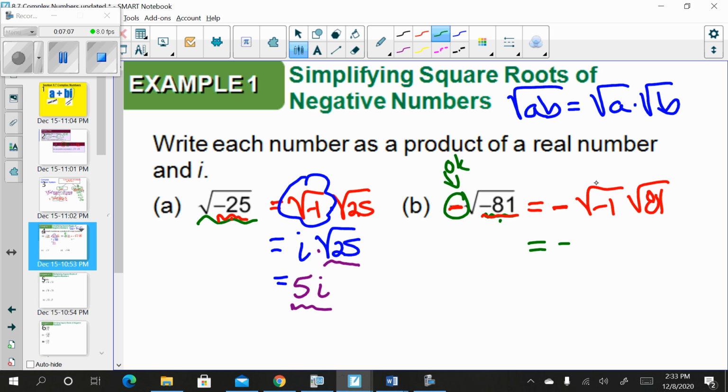But why did we do that? Because then we can simplify this product. Square root of -1 is i, and then square root of 81 is 9. I can do those two parts separately. It's taking out that imaginary unit.